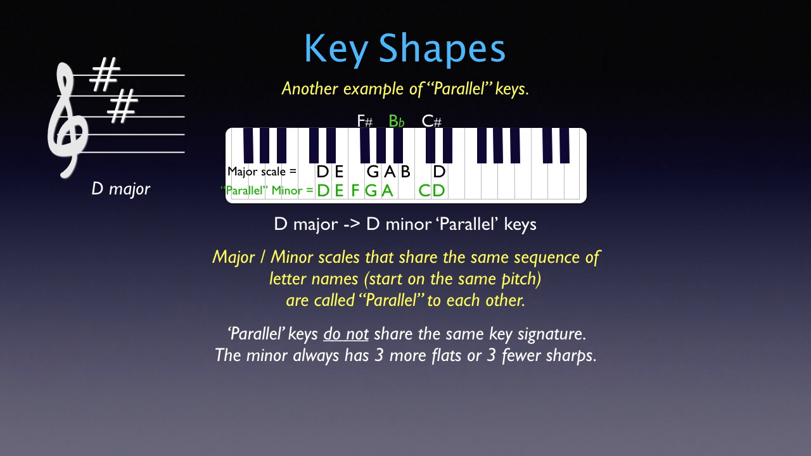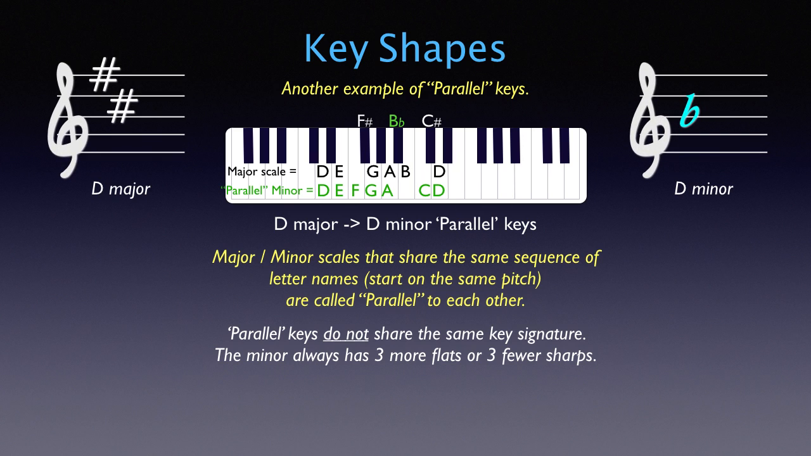So the key signature for D major is 2 sharps. The key signature for D minor, minus 2 sharps and a flat, is 1 flat. This works in every key.